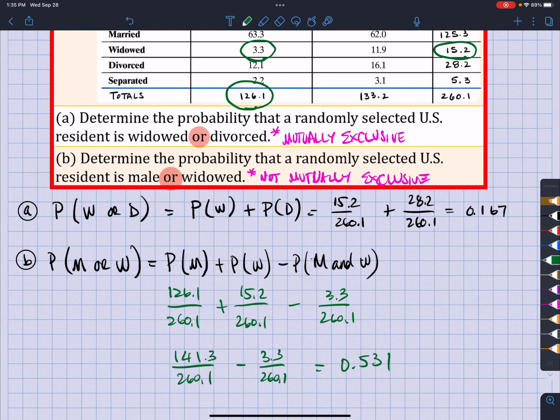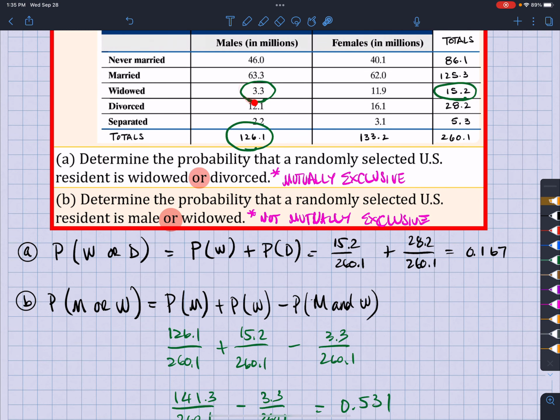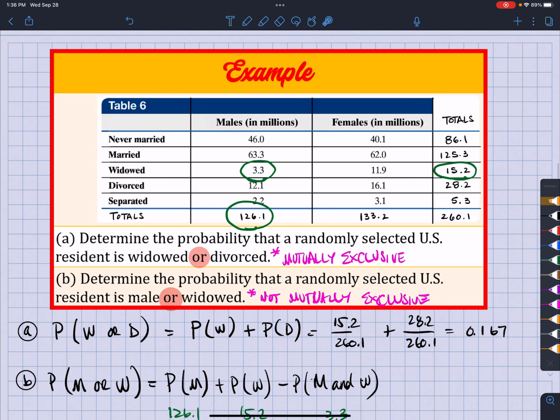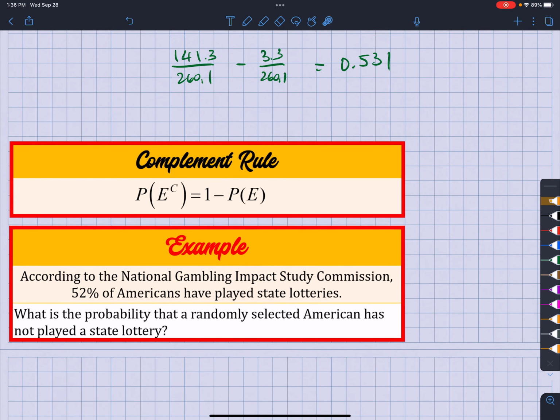All right, let's continue on. But again, notice that it's not mutually exclusive because I can actually find where it's male and widowed. Whereas with the first one, widowed and divorced, I can't find anywhere that I can draw out a number for them together.